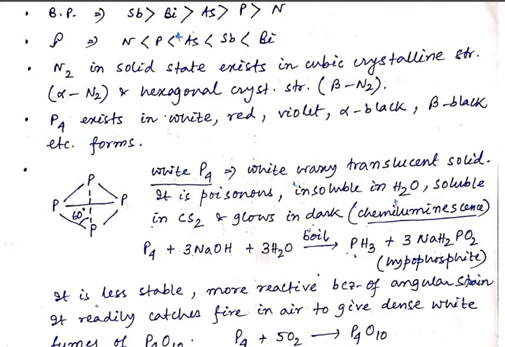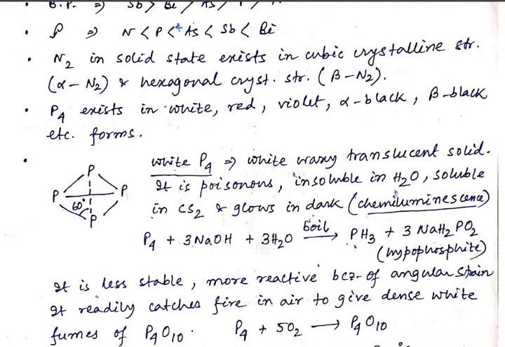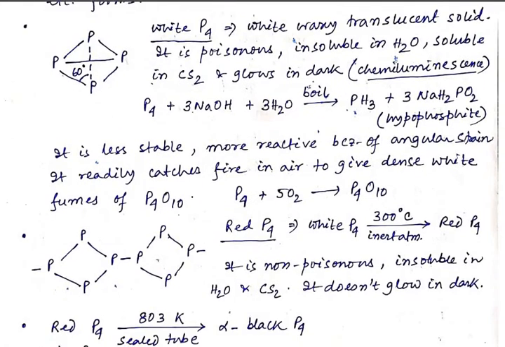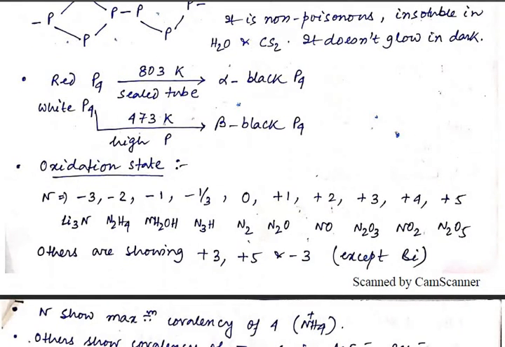And after that we have also discussed the different allotropic forms. Like in case of phosphorus, it can exist as white phosphorus, red phosphorus, alpha phosphorus, beta phosphorus, gamma phosphorus, and how can we interchange between them. So these things we have read in our first class.